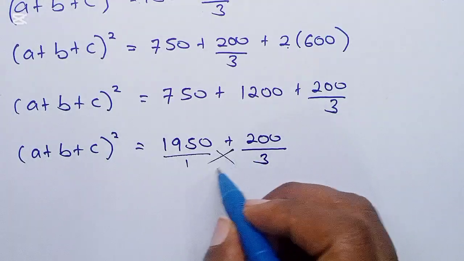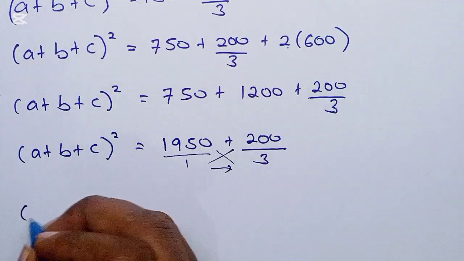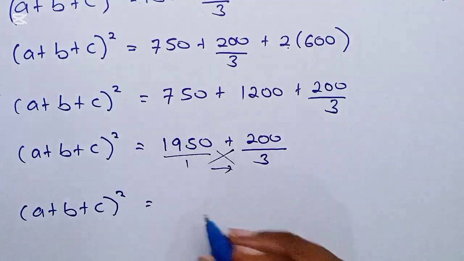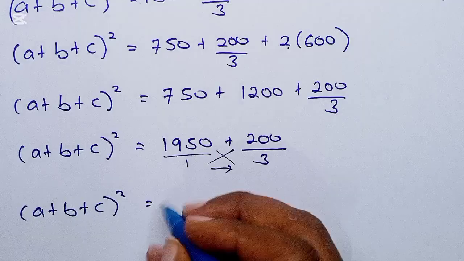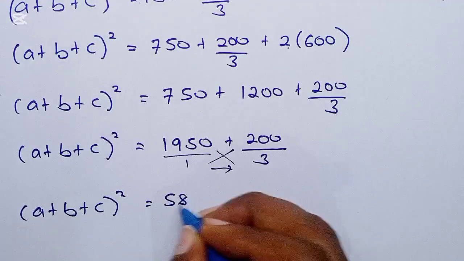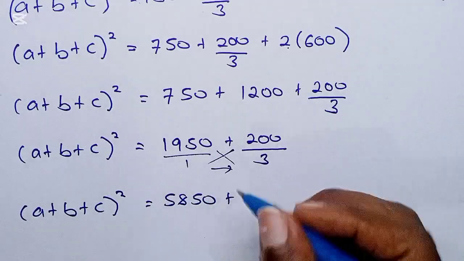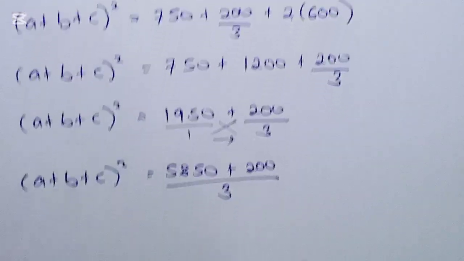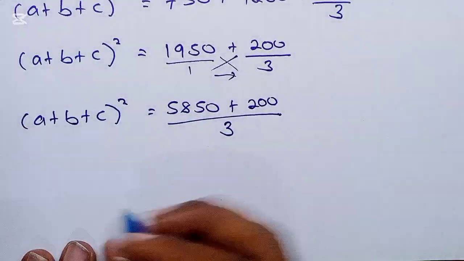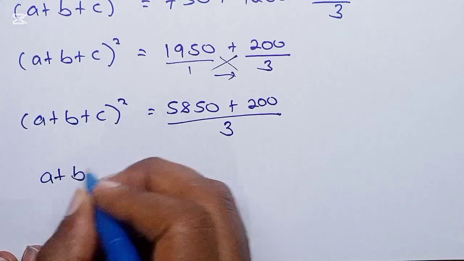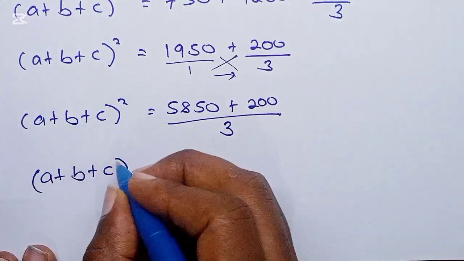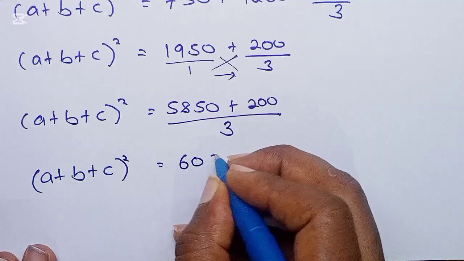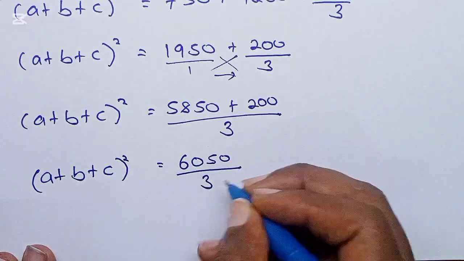So when we crisscross, we shall have A plus B plus C squared being equal to this times 3 gives us 5850 plus 200 over 3. So we have A plus B plus C all squared being equal to this plus this gives us 6050 over 3.